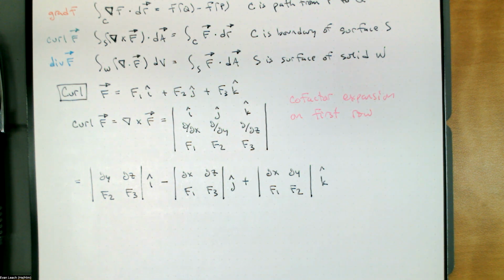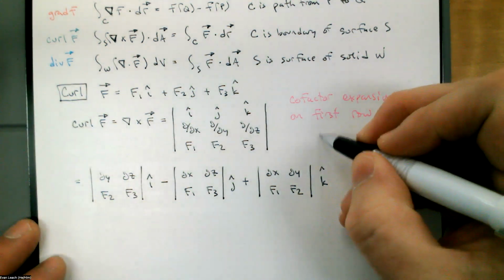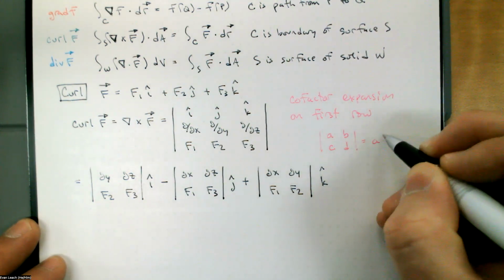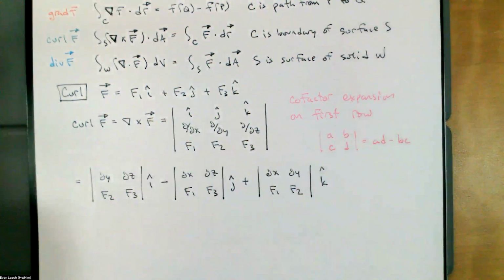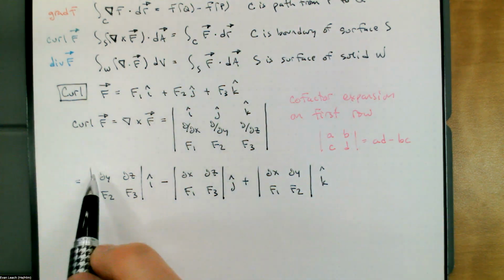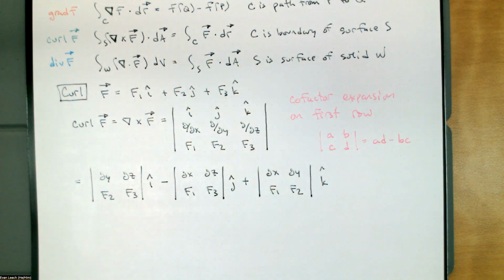Normally we would multiply a, b minus b, c. We're just going to do our normal determinant stuff. The normal determinant of a 2x2 of a, b, c, d is ad minus bc. But in this case, since a and b aren't just numbers or functions, instead of multiplying, we're performing the operation. So we're going to take the derivative. Instead of saying dy times F3, we're taking the partial of F3 with respect to y. So instead of multiplication, we're performing the operation.